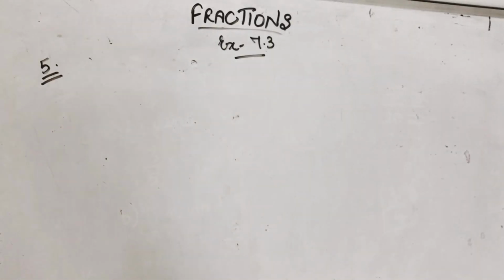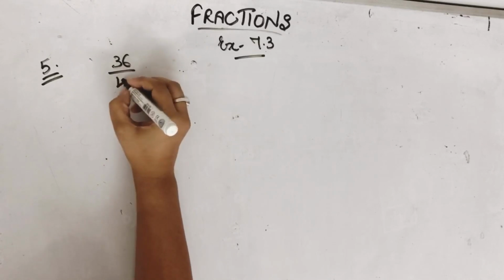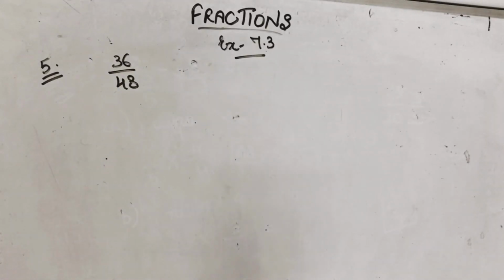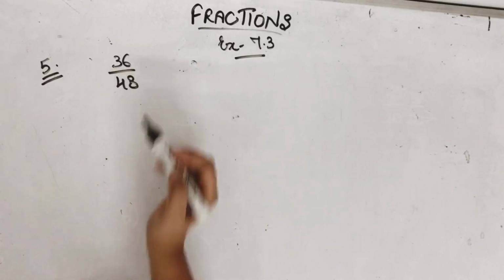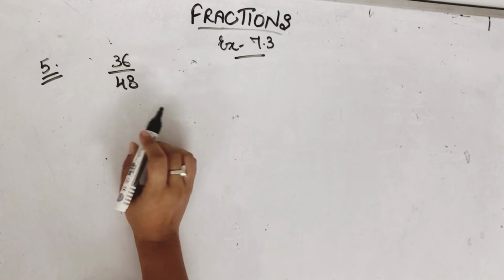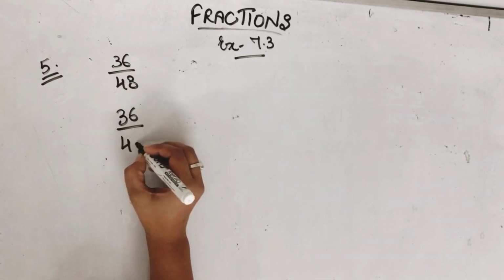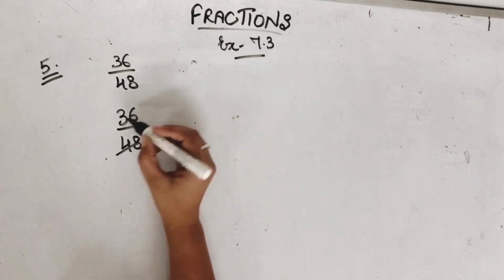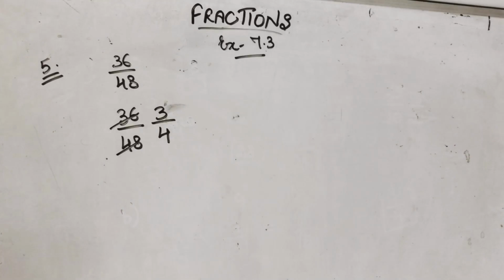So in the fifth question, the fraction given is 36 by 48. You have to find the equivalent fraction with the numerator 9. Now, first you have to convert it into simplest form. To convert this fraction into simplest form, first you have to do the cutting. So 36 by 48 can be written as 3 by 4. So this is the simplest form.